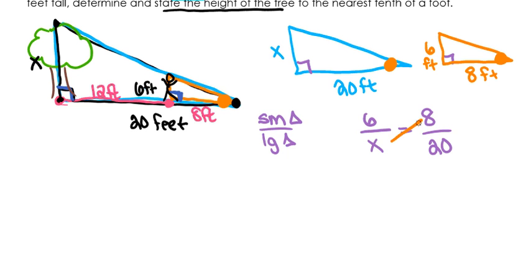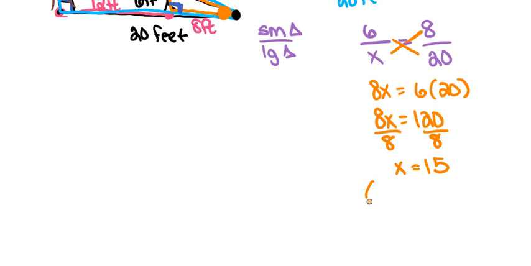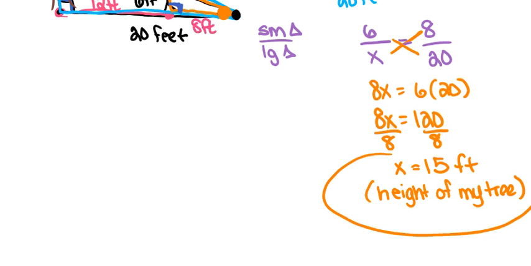Once I get my proportions set up, I'm going to go ahead and cross multiply. So 8 times x is equal to 6 times 20. And then when I go through and do the algebra, x is equal to 15. Remember that in the picture, x represented the height of my beautiful, gorgeous, glorious tree here. So when I say that x is equal to 15, remember x really did represent the height of my tree. So 15 feet is the height of my tree.